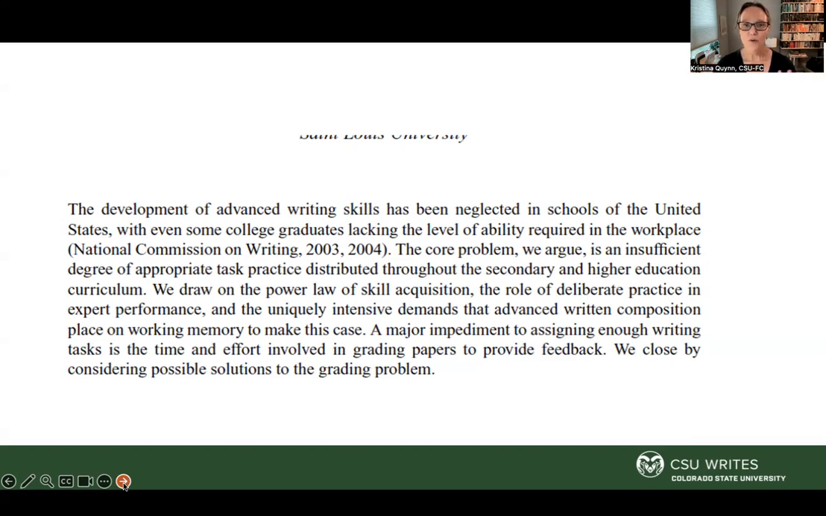The core problem, we argue, is an insufficient degree of appropriate task practice distributed throughout the secondary and higher education curriculum. We draw on the power of the law of acquisition, the role of deliberate practice and expert performance, and the uniquely intensive demands that advanced written composition place on working memory to make this case. A major impediment to assigning enough writing tasks is the time and effort involved in grading papers to provide feedback. We close by considering possible solutions to the grading problem.